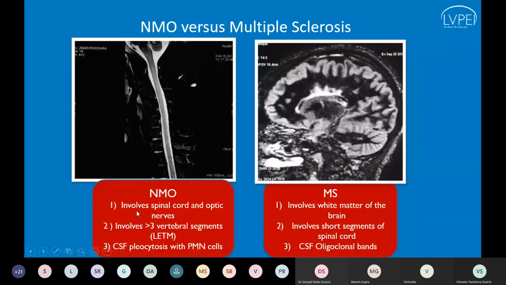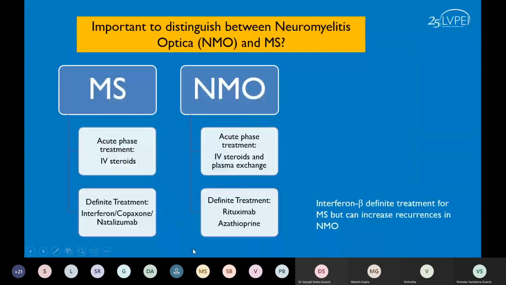Whereas in NMO, the brain might be relatively normal, but the spinal cord and optic nerve are affected. We see multiple contiguous areas involved in the spine, which are called longitudinally extensive transverse myelitis, and in the CSF we will see pleocytosis with polymorphonuclear cells. And you can confirm the diagnosis by doing the serum aquaporin antibodies.